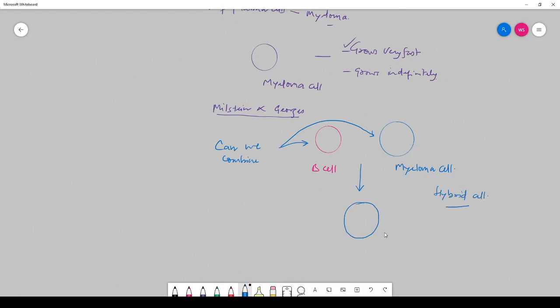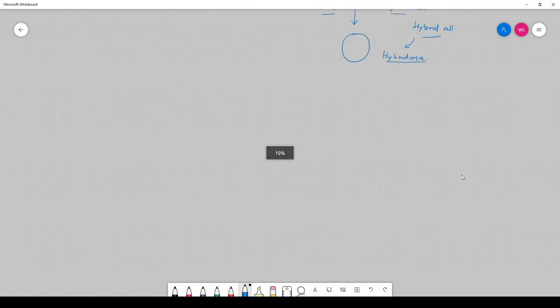Hybrid cell. So now you see how they got the name. A hybrid, and they use the word myeloma to come up with a new word. What was that word? Hybridoma. This hybrid cell, they called it a hybridoma. What was the advantage of this hybrid cell? It could produce antibody, and it could grow indefinitely.